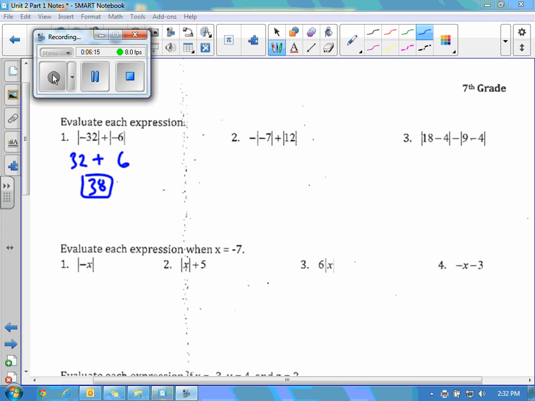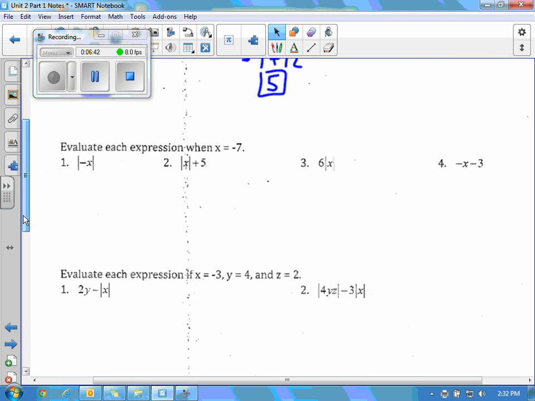For number 2, it's a little bit harder. We have negative absolute value of negative 7 plus 12. So the front negative is going to go out there. And then the absolute value of negative 7 is 7, plus the absolute value of 12 is 12. So when I add those together, I'm going to get positive 5. I'm going to let you guys try number 3. Make sure you do that on your own and then check it with the answer key.